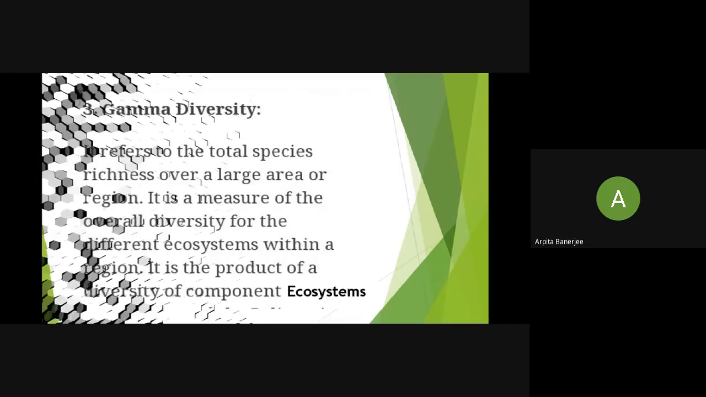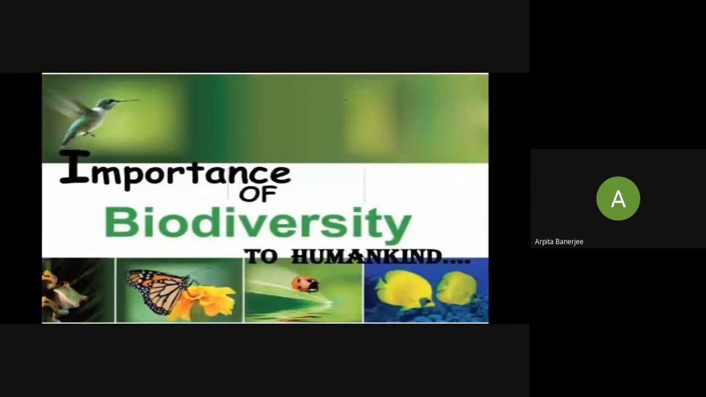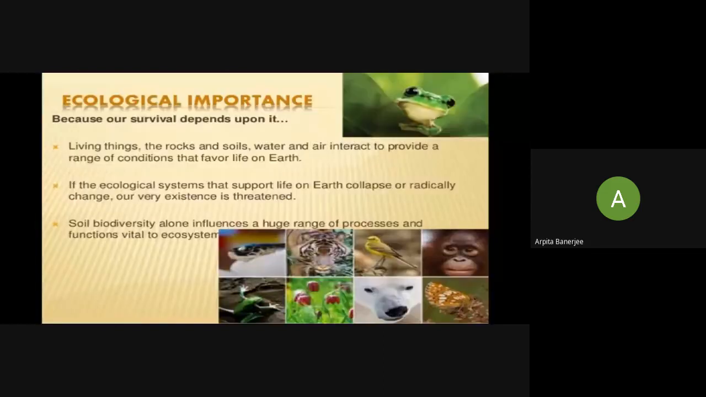Now we have discussed biodiversity and its levels. Now we'll know what its importance is to human beings and why we should conserve biodiversity. Does it have importance or not? First, it has various importance to human beings. We will discuss one by one. First, we'll know about the ecological importance to mankind. What is the ecological importance?